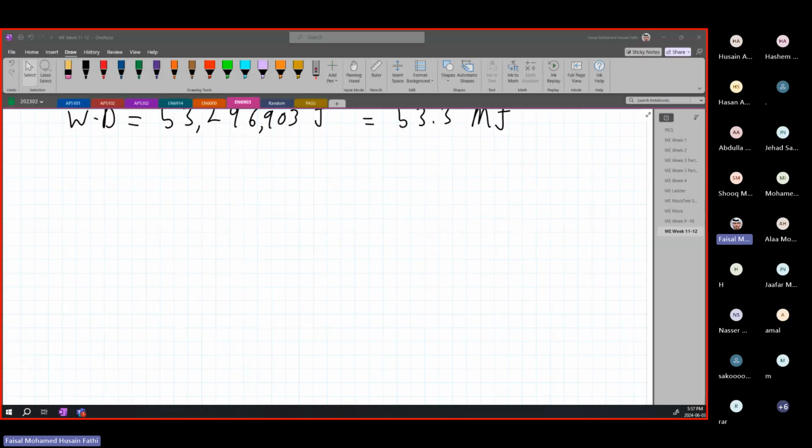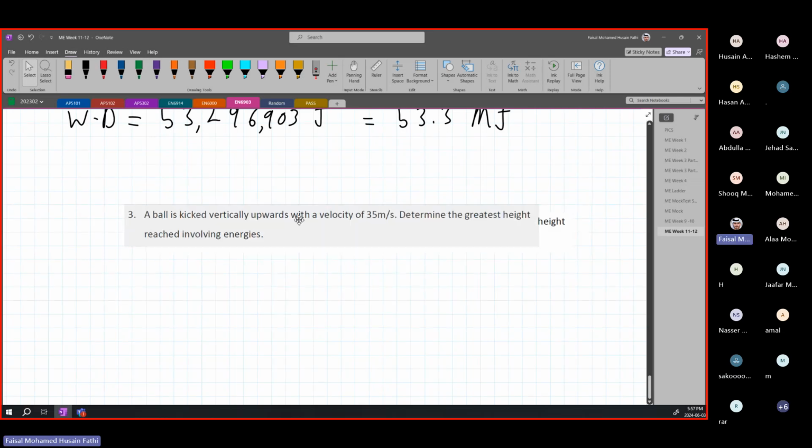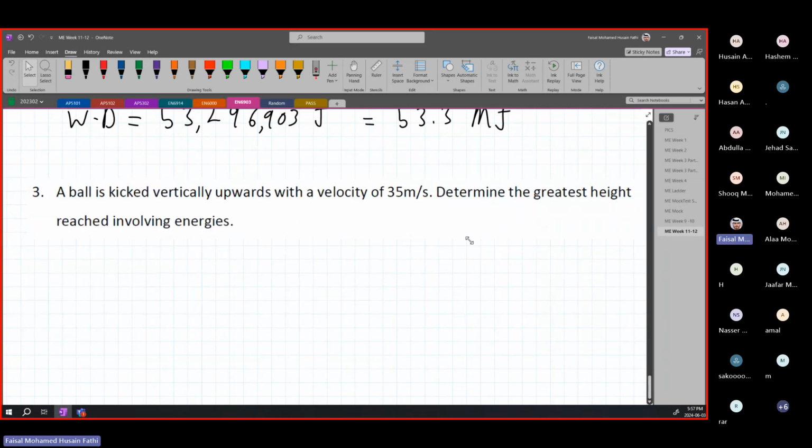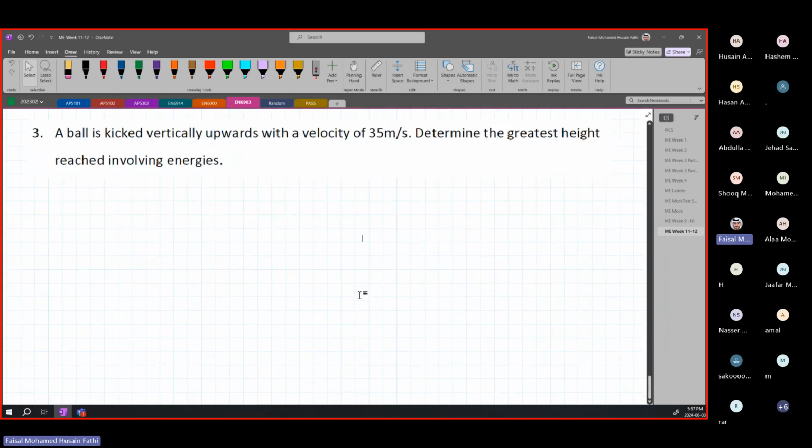Very simple and straightforward. So a ball is kicked vertically upwards, meaning it's going upwards in a straight line vertically. All right? With a velocity v equal to 35 meters per second. Determine the greatest height reached involving energies. So what do they mean by that?